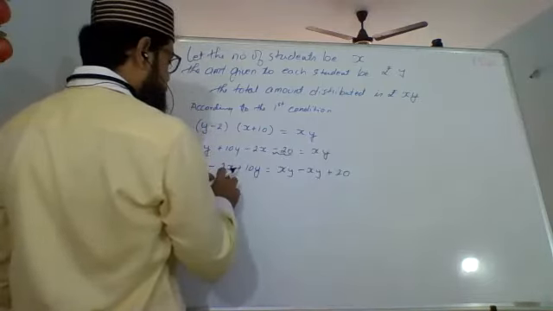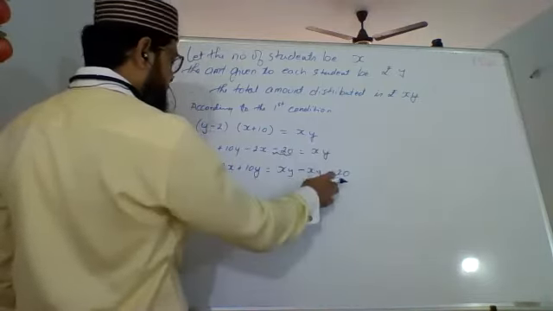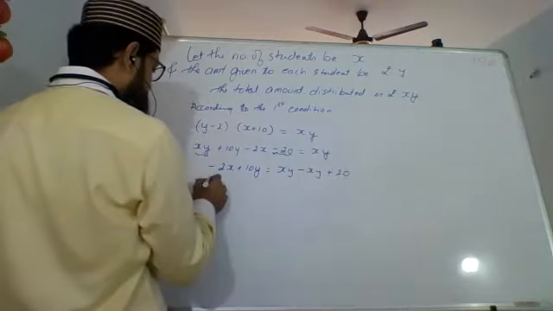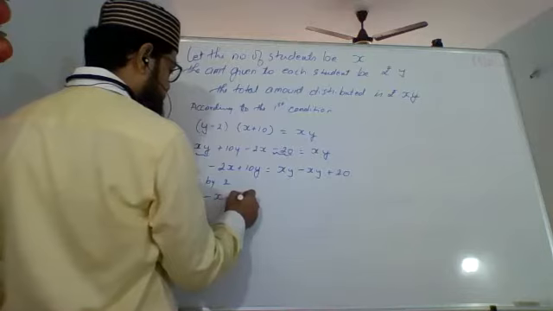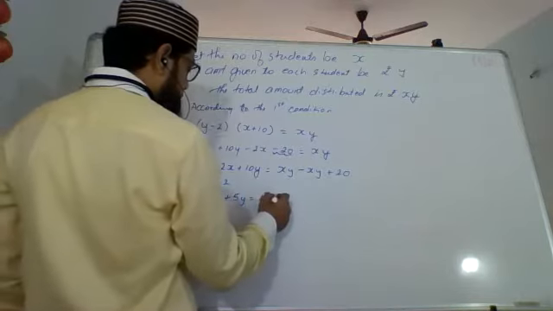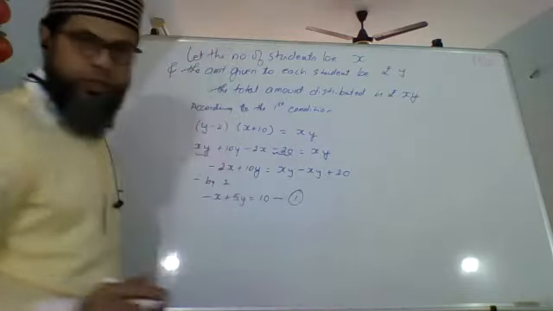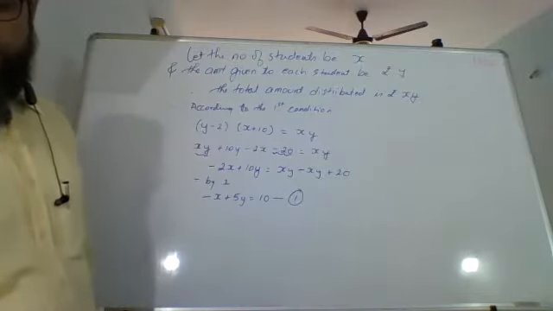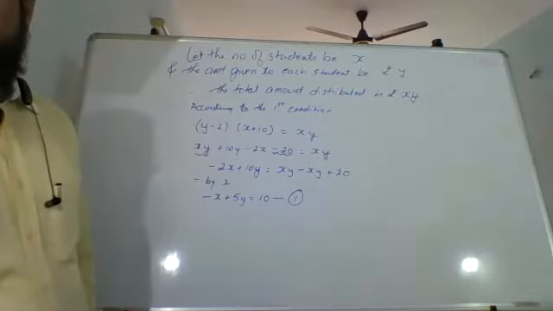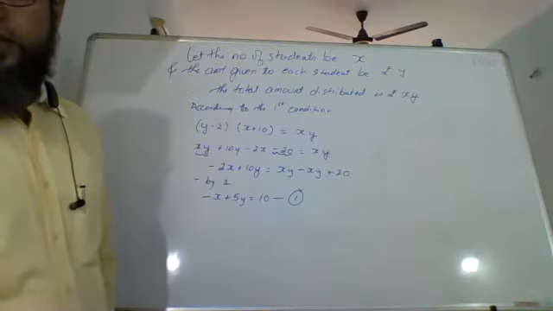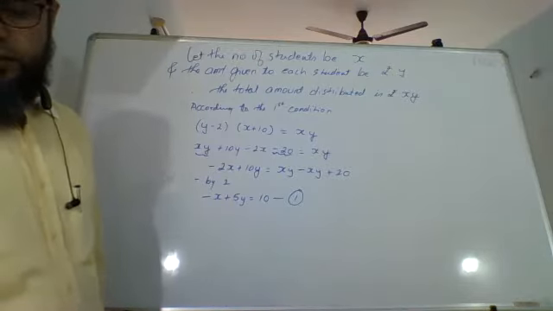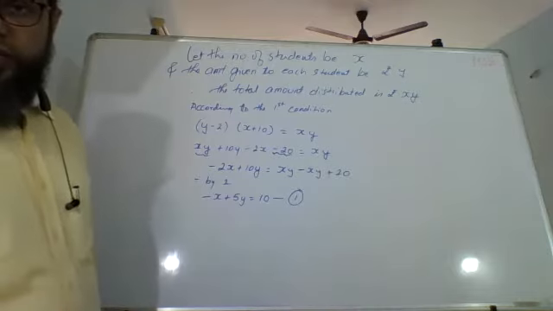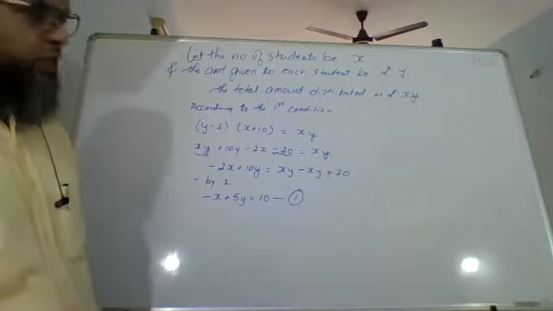So I'm left with minus 2x plus 10y equals 20, which I divide by 2. I'll get minus x plus 5y equals 10. This is my first equation. Minus x plus 5y equals 10 is the first equation.